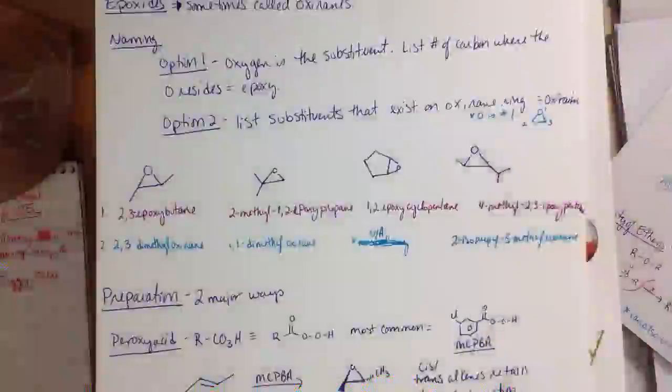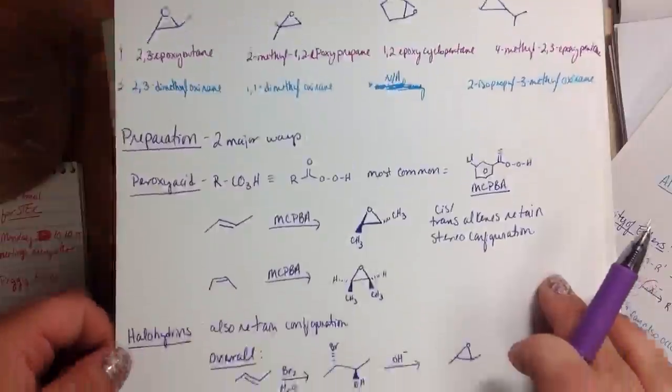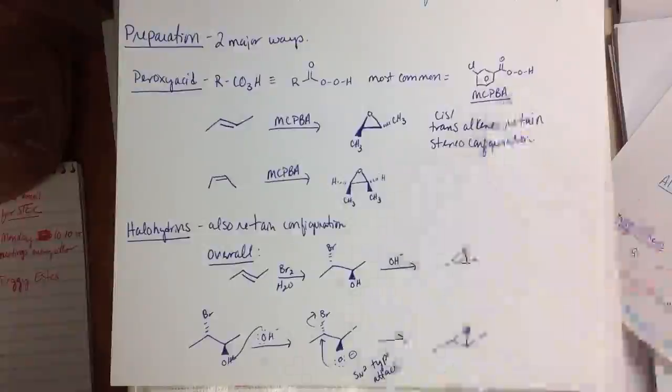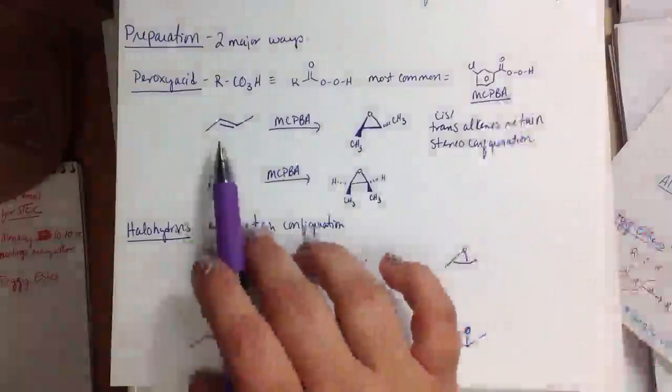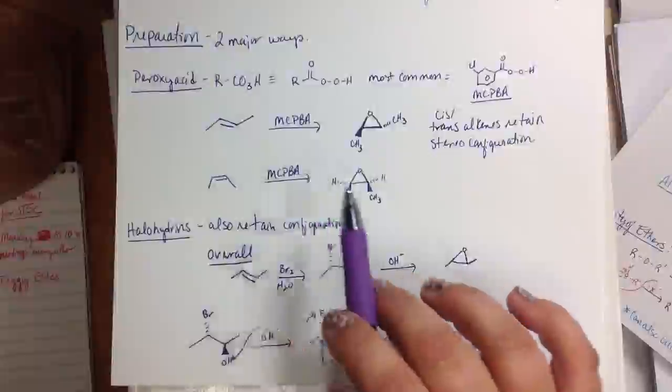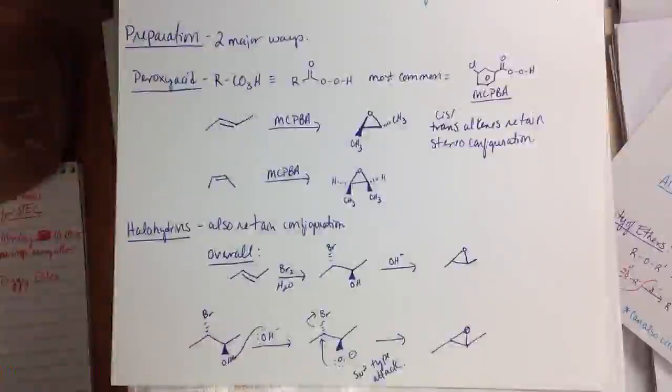This would be 2-isopropyl-3-methyloxirane. 2 gets the lowest number because of the fact that I is before M in the alphabet. And we can prepare these two major ways. You should have seen that we can already do this with a peroxy acid. Peroxy acids, most commonly we're using MCPBA. You can see the structure for that right here. If you start with a trans alkene, you still end up with a trans epoxide, and if you start with a cis alkene, you still end up with a cis epoxide, although you can still have the different arrangements of that if applicable.